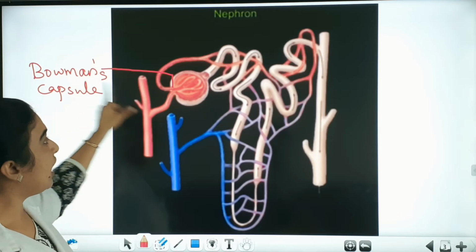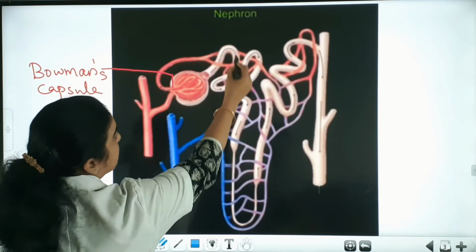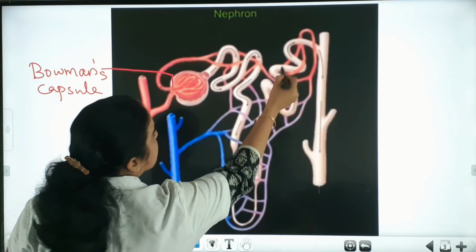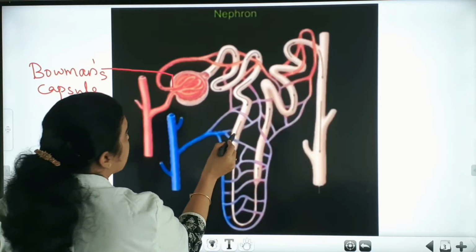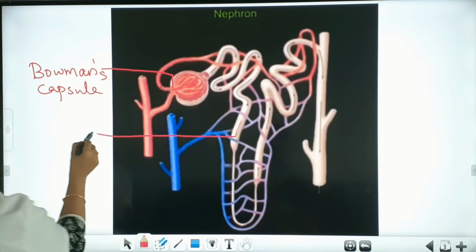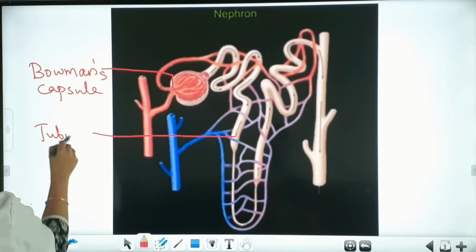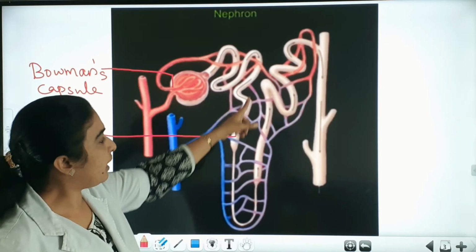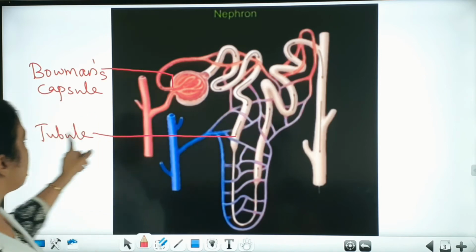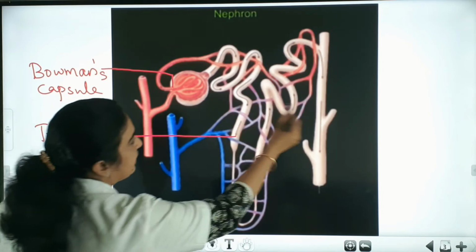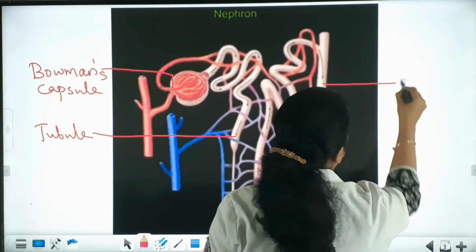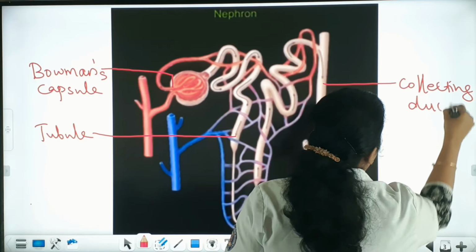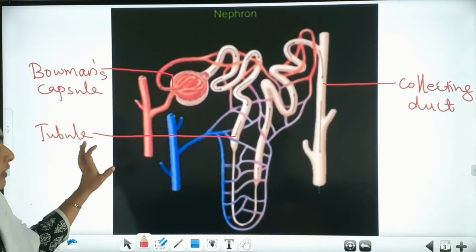So the nephron consists of a cup-shaped structure at one end, called Bowman's capsule. And the Bowman's capsule leads to another structure, which is a tubular structure. You can see a tubular structure over here, and this tubular structure is called tubule. So the cup-shaped structure is followed by a tubule, and the tubule ends in a duct which is called collecting duct.